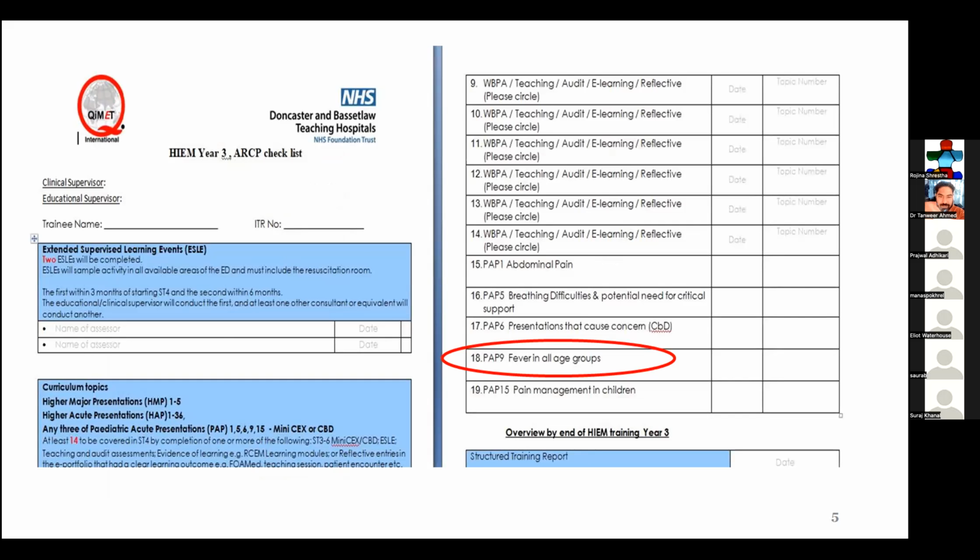I'm in year 3. So it includes in 18 PAP 9, fever in all age groups. We have to finish it, whether by teaching, some mini-CEXs or some CVDs.